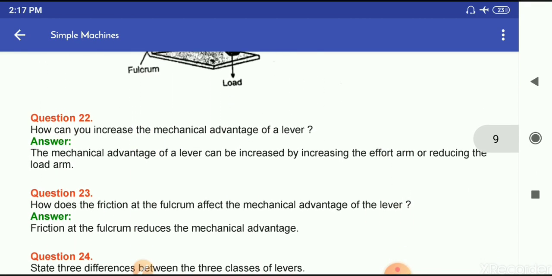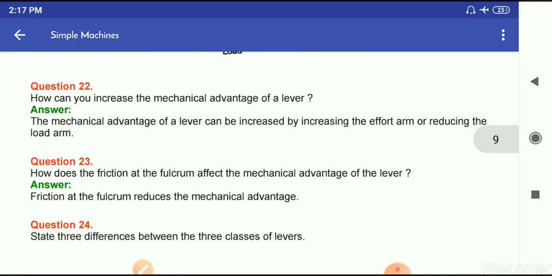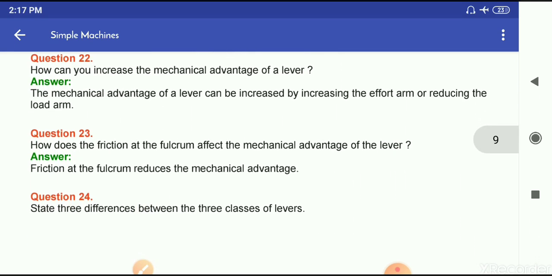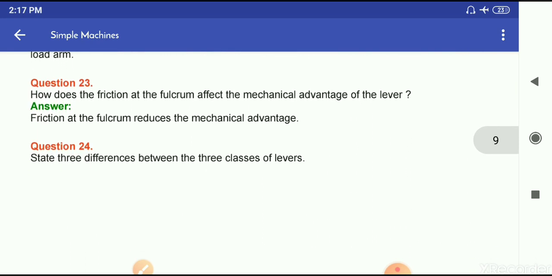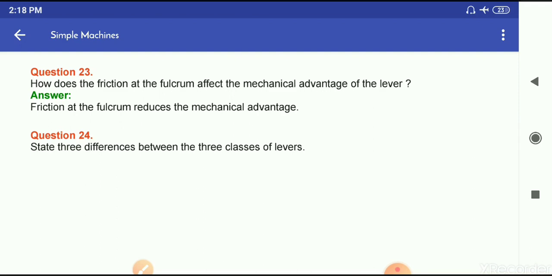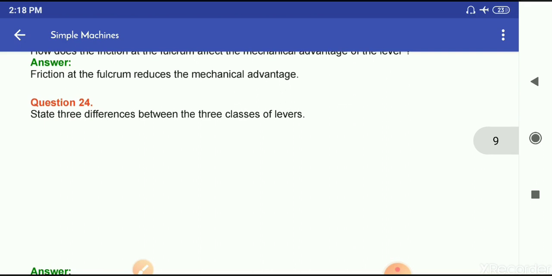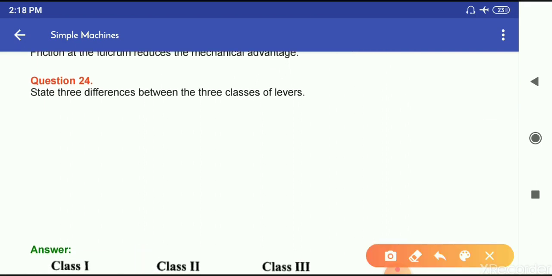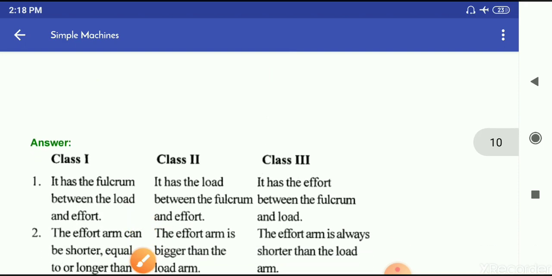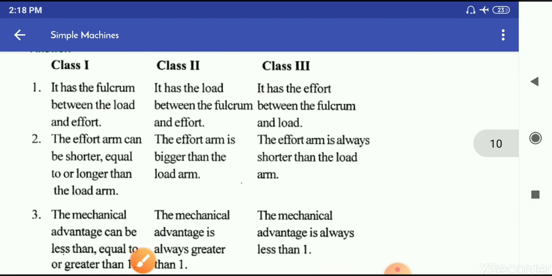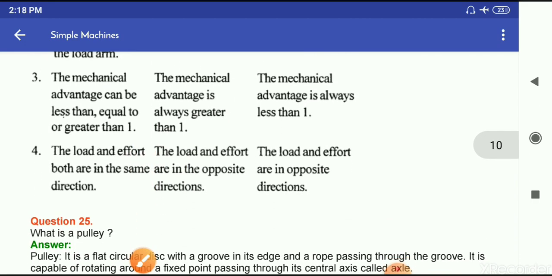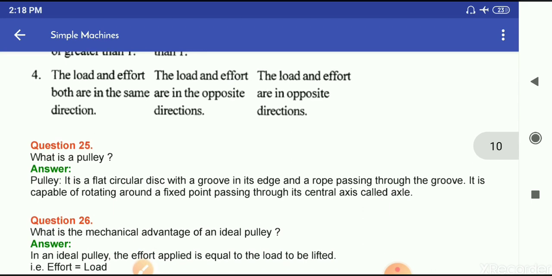Now question number 22, how can you increase the mechanical advantage of a lever? The mechanical advantage of a lever can be increased by increasing the effort arm or reducing the load arm. Now question number 23, how does the friction at the fulcrum affect the mechanical advantage of a lever? Friction at the fulcrum reduces the mechanical advantage. Question number 24, state three differences between the three classes of levers. So here are the differences between the class 1, 2 and class 3 levers. You can write from here. So you can take the screenshot and complete your work in neat and clean handwriting in your notebook.